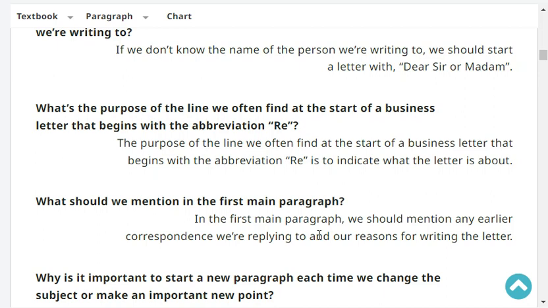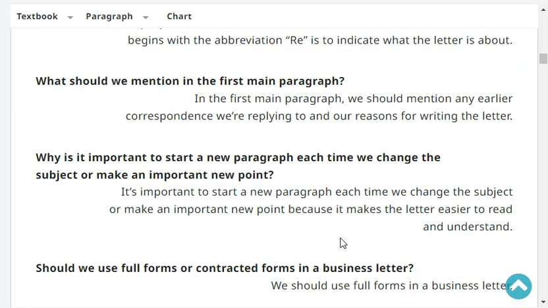Well, what should we mention in the first main paragraph? In the first main paragraph, we should mention any earlier correspondence we are replying to and our reason for writing the letter. Very good. Okay. One more.